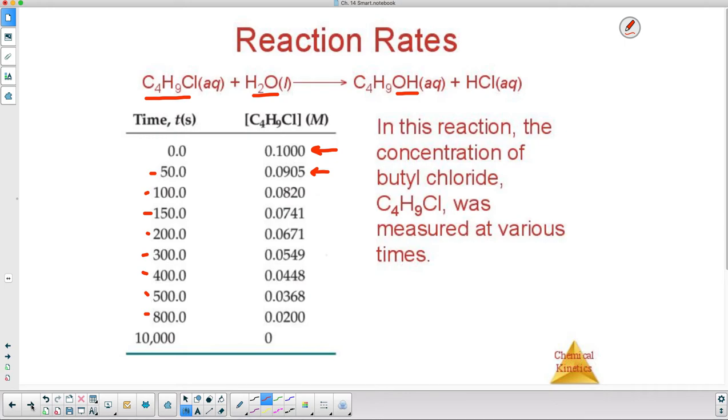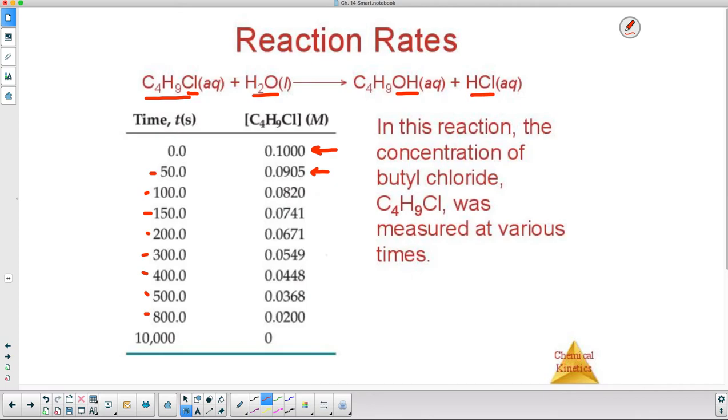So reaction rates, here's another one. This substance right here is called butyl chloride. It's got the chloride at the end. And when we mix that with water, we get an alcohol on the other side, which is the OH at the end. This would be butanol. So butyl chloride to butanol, and notice that we produce hydrochloric acid.